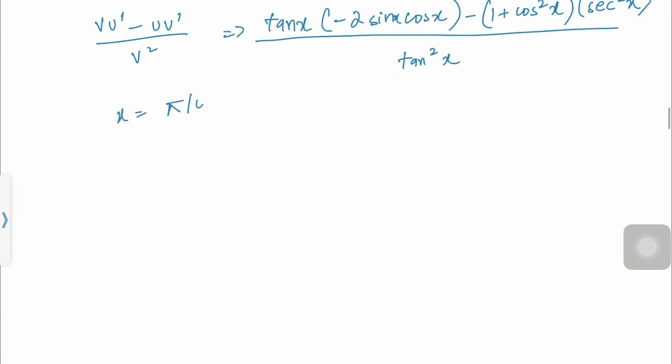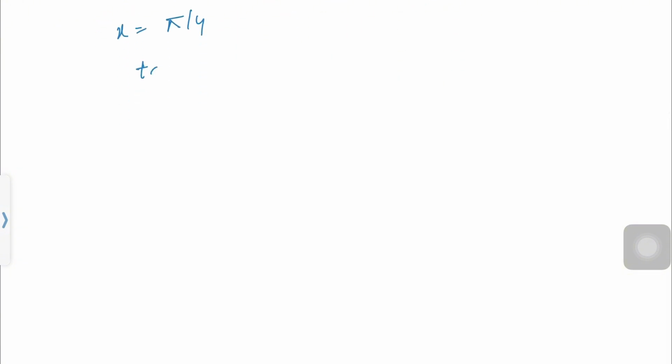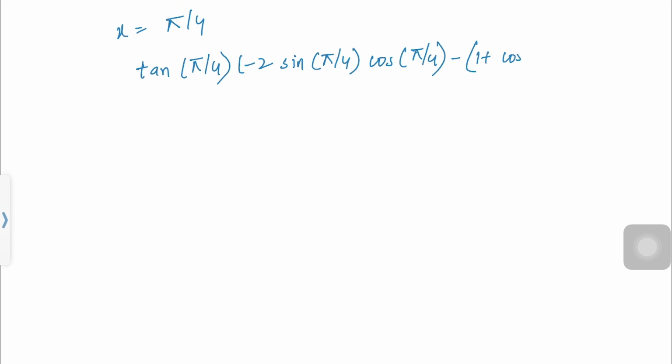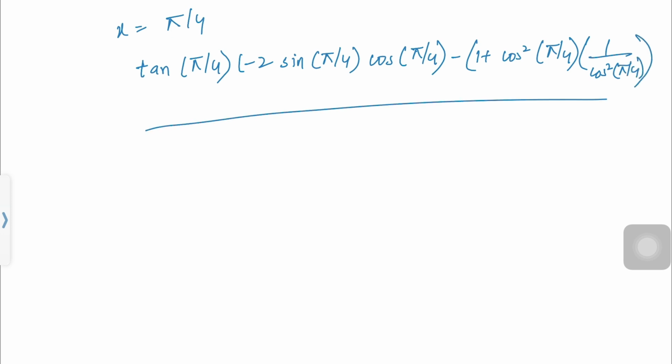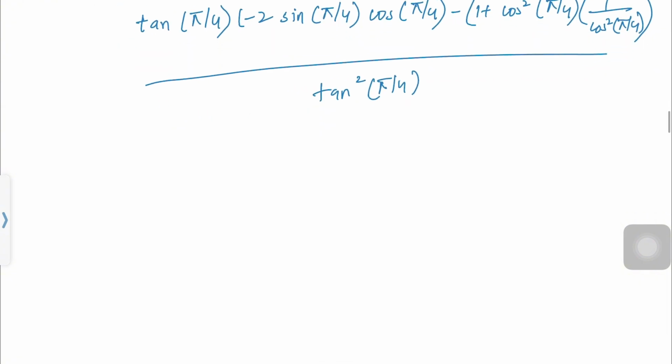Now we have x as pi by 4. We will be substituting x as pi by 4, 10 pi by 4 minus 2 sine pi by 4 cos pi by 4 minus 1 plus cos squared pi by 4, and then 1 over cos squared pi by 4 over 10 squared pi by 4.